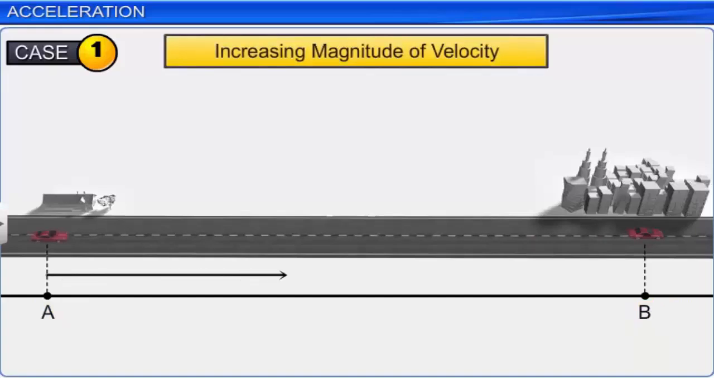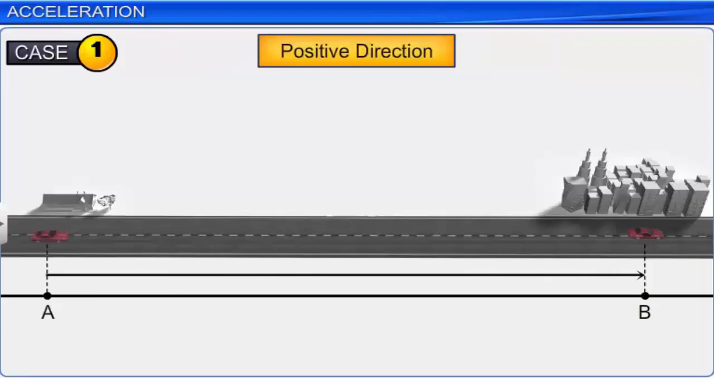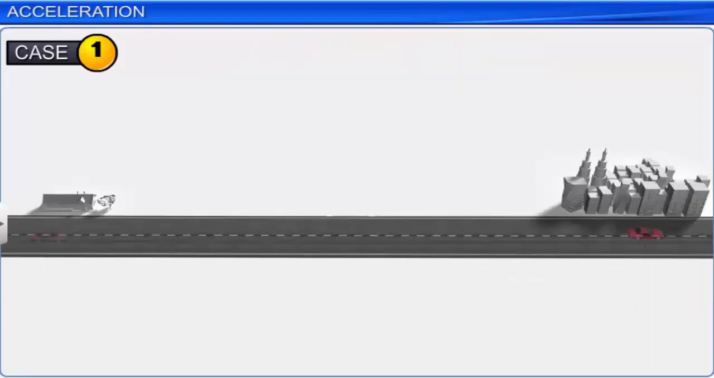Here, delta V is positive and direction of motion is positive. Therefore, with these two values being positive, acceleration is also positive.